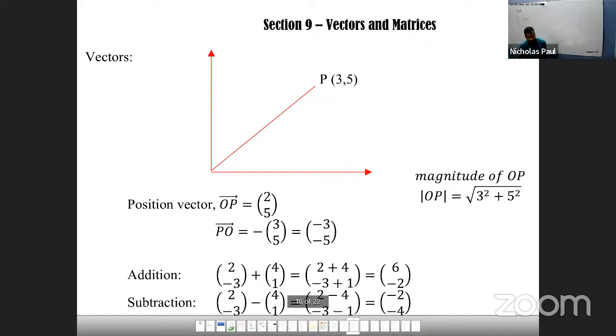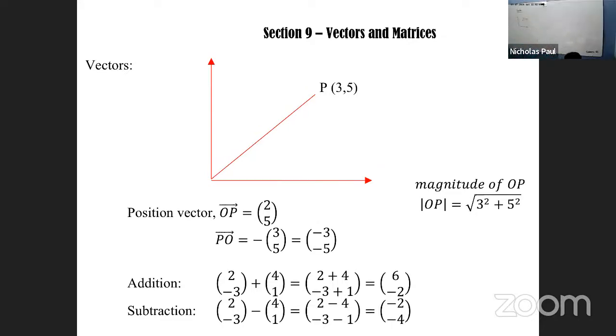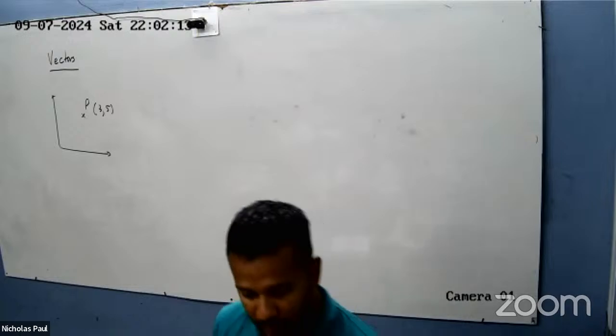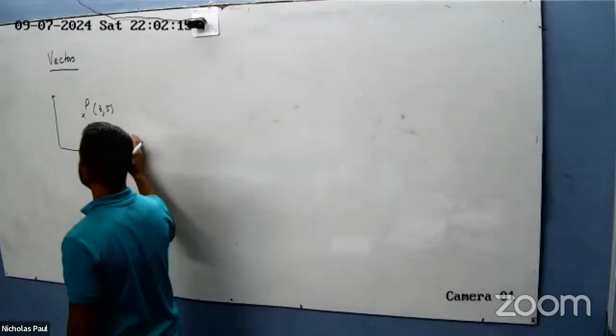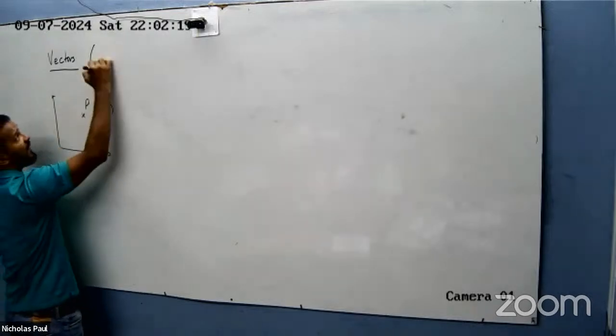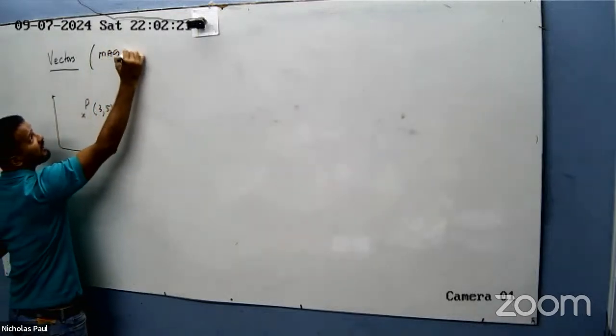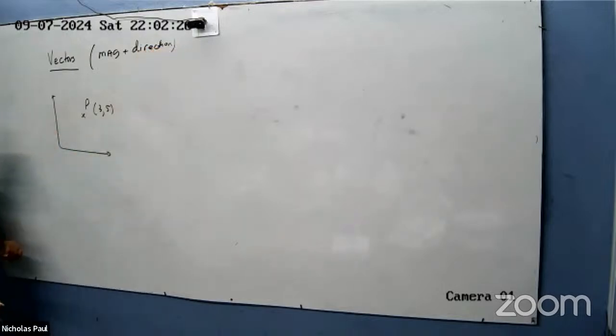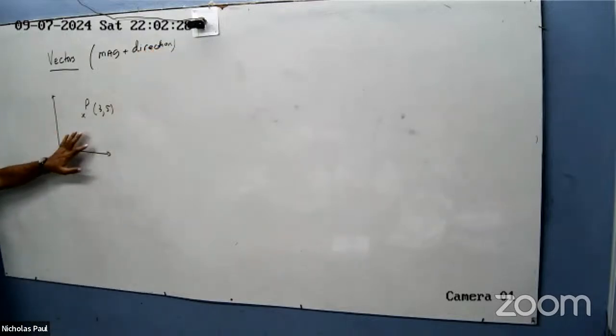Right. So let's say we have something like that. Let's say I gave you something like this here. I gave you a point P (3, 5). And we said that all vectors have magnitude and direction. I need to find a way to create a vector, to get magnitude and direction.